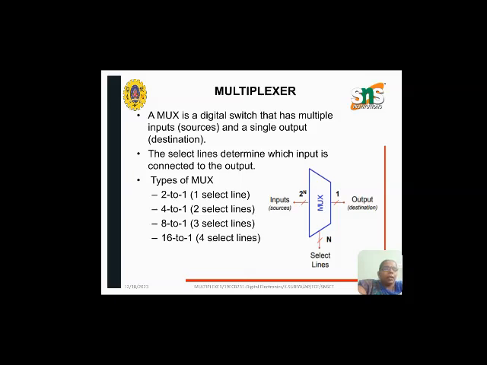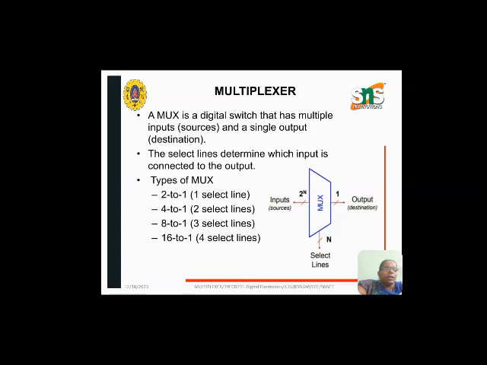Here there are different types of multiplexers like 2 to 1, 4 to 1, 8 to 1 and 16 to 1. Based on the number of inputs, you will be deciding the number of select lines. For the case of 2 to 1, you can write 2 as 2 power 1. So capital N is equal to 1, so you will be having only one select line here.